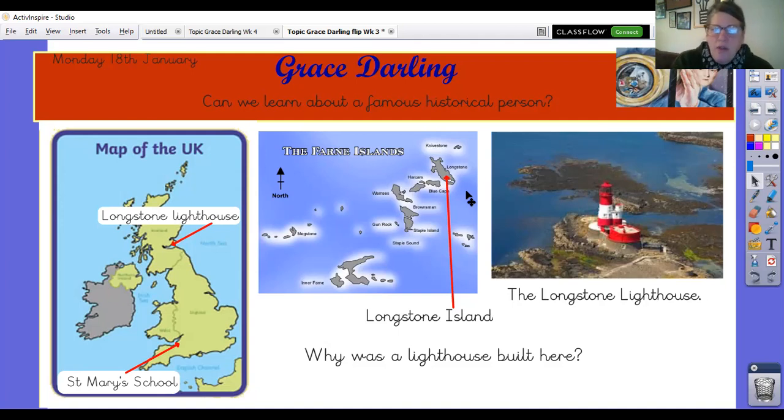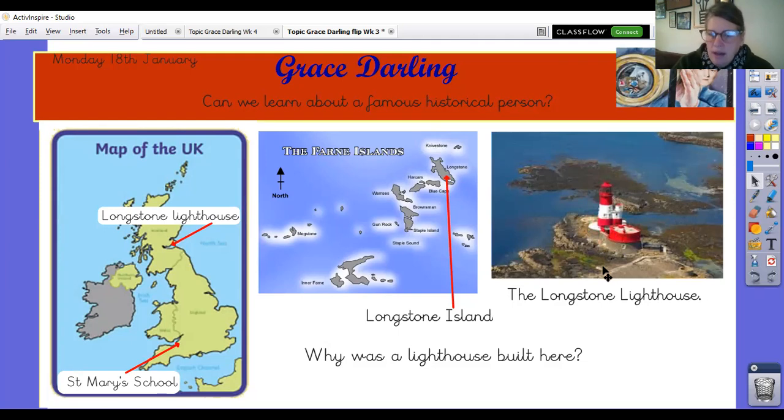So she didn't live on the mainland. She didn't live in a city where there were lots of people. She lived on a tiny island. And this next picture here is a picture of the actual lighthouse up in Scotland where Grace Darling lived and where that rescue happened. So have a good look at that picture.